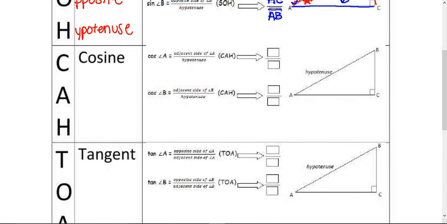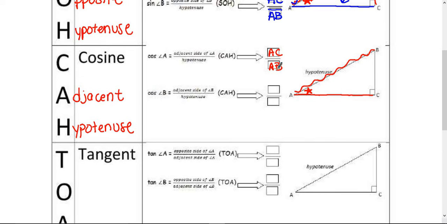All right, so then we have cosine. Cosine uses the adjacent side and the hypotenuse. Okay, so CAH, C-A-H for adjacent and hypotenuse. So if we are looking at angle A to start, the cosine of angle A would use the adjacent side, which is AC, and the hypotenuse, AB. Okay, so the adjacent one is the leg that is right next to it. We never talk about the hypotenuse as being adjacent or opposite. The hypotenuse is just the hypotenuse.